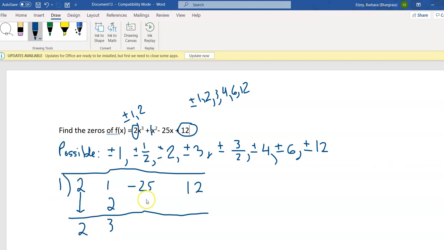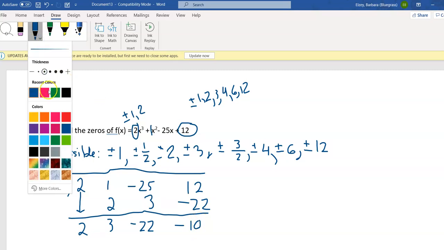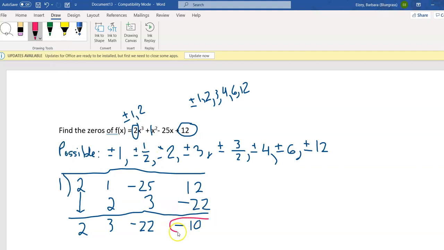Multiply, add. 1 times 3 is 3. Add the column, it's negative 22. Multiply, add. 1 times negative 22 is negative 22. And add the column, that's negative 10. Okay, now immediately notice that what we got right here is not a 0. If it's a 0, that means that what we've divided by is one of our zeros. Since it's not, we've not found a 0 yet, so I'm going to go to negative 1.